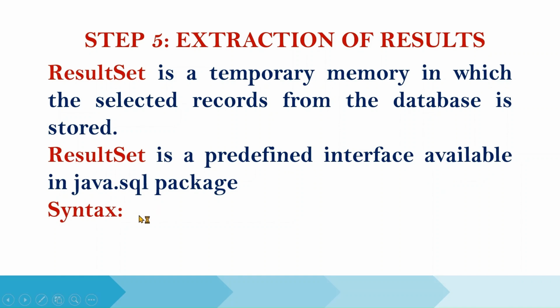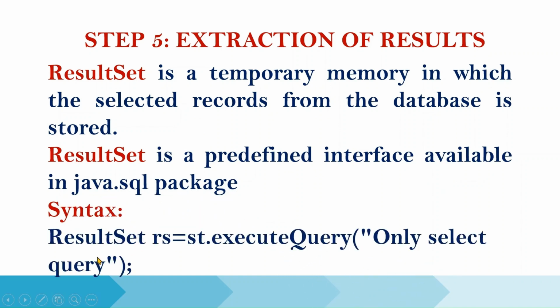Now coming to the syntax of this. ResultSet interface, rs is a reference variable, initialized with st.executeQuery, which you need to apply. In the previous case, we were using executeUpdate, but now we need to use executeQuery when you work with result sets. So only a select query you need to write. Whenever you write select star from student, all records are going to be stored into a temporary memory called the ResultSet. From that, you need to retrieve them one by one.